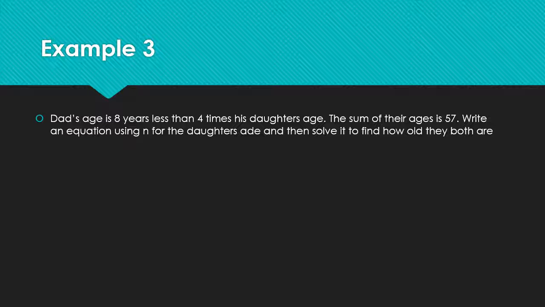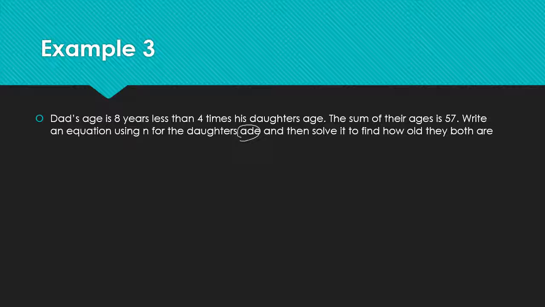Okay, so this one's a little bit trickier. Dad's age is 8 years less than 4 times his daughter's age. The sum of their ages is 57. Write an equation using n for the daughter's age and then solve it to find how old they both are. So copy it down and then we'll go through it together. Put it on pause.